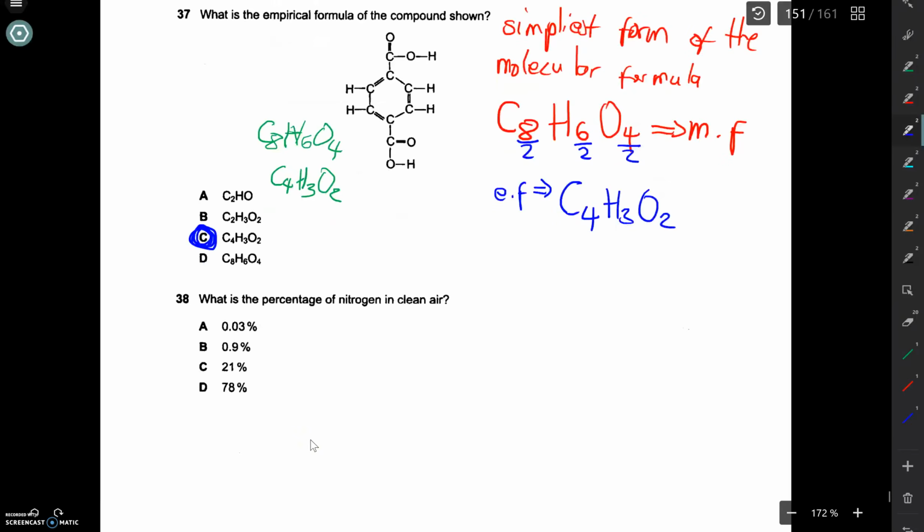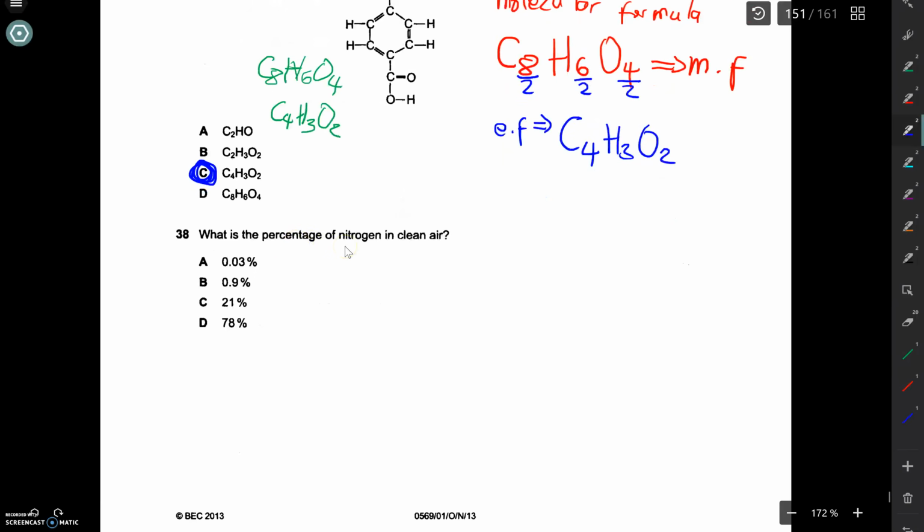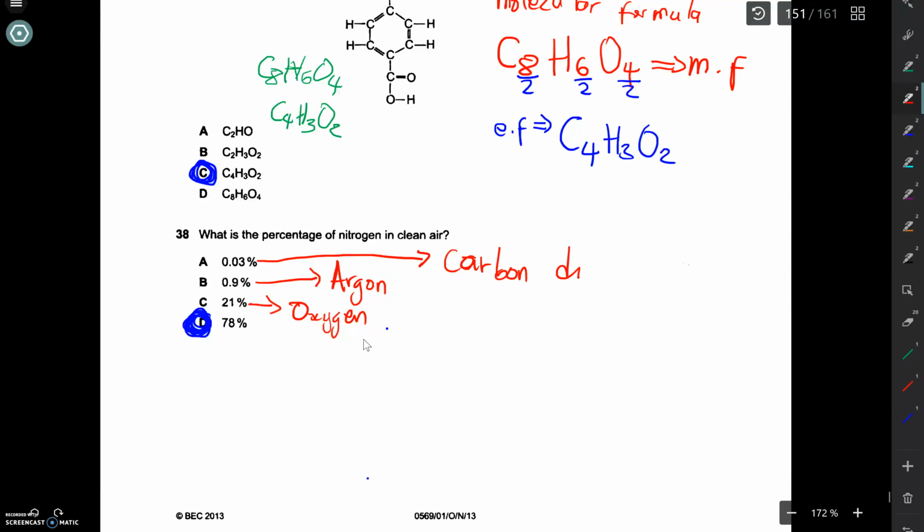Question 38 says, what is the percentage of nitrogen in clean air? Well, your answer there is 78%. 78% is the percentage of nitrogen in clean air. And the 21% is oxygen. The 0.9% is a noble gas called argon, and the 0.03% will be carbon dioxide.